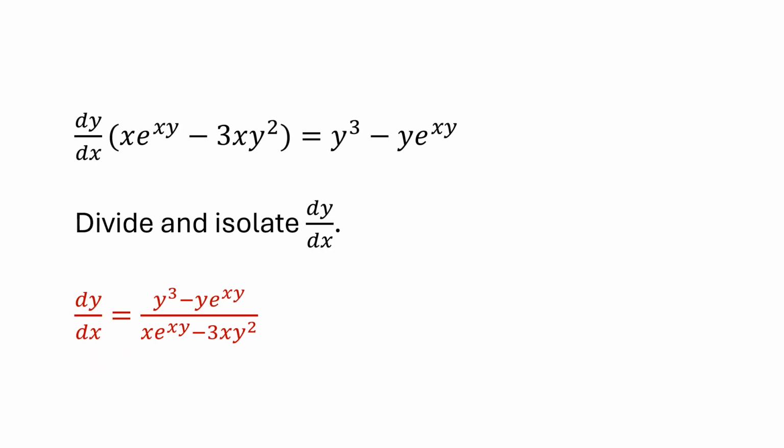Finally, we will divide by whatever is multiplying the dy/dx, which is everything in the parentheses. So we have dy/dx equals y cubed minus y e to the xy, divided by x e to the xy minus 3xy squared.